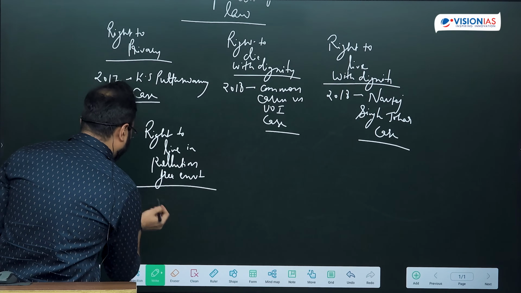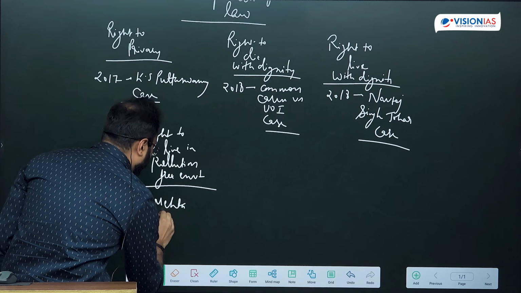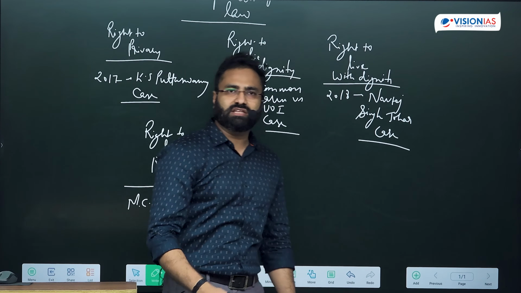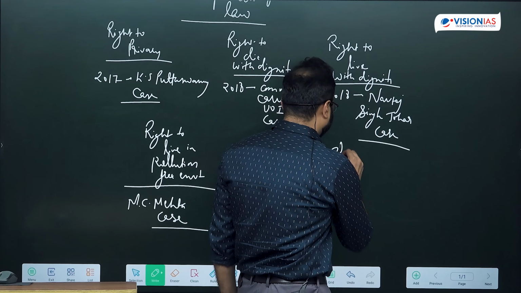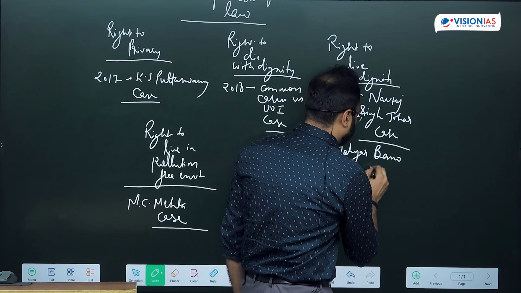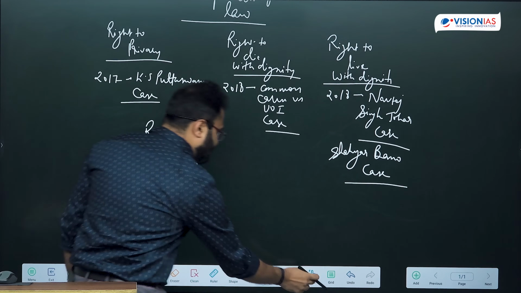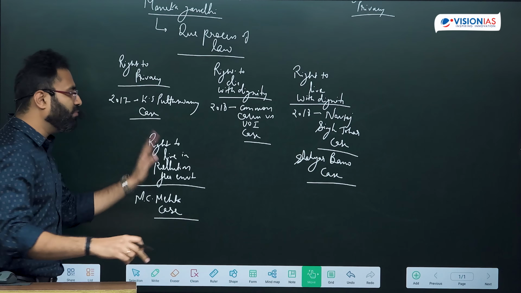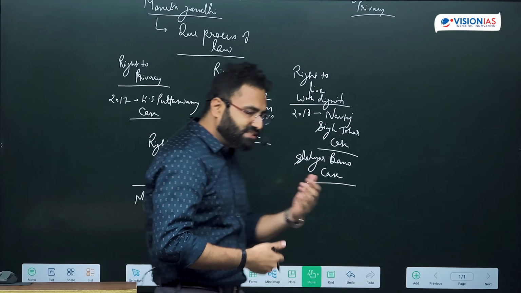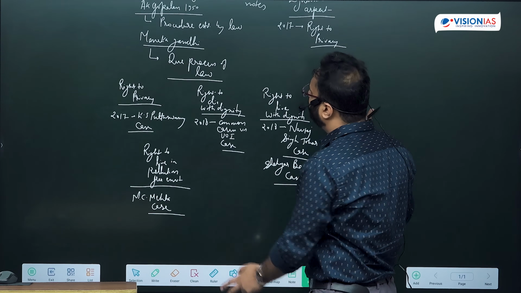So there are a series of cases in the form of the MC Mehta case. Here, with respect to dignity, there was another case, the Shayara Bano case, which ended the instant triple talaq. Now see, this is not an exclusive list. Multiple things will eventually be added later on as well. As and when things evolve, there will be certain editorials that will come in the newspaper.